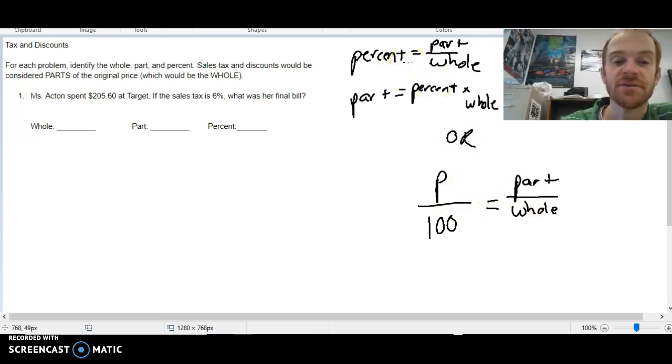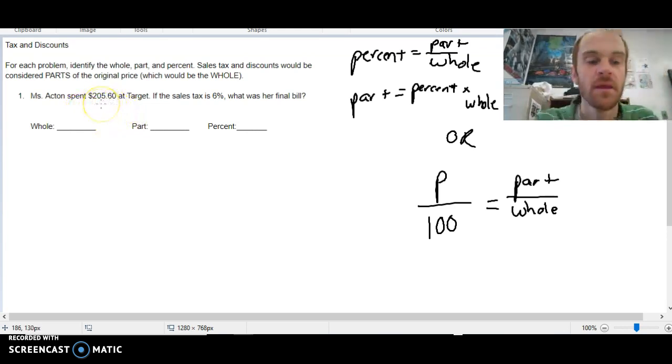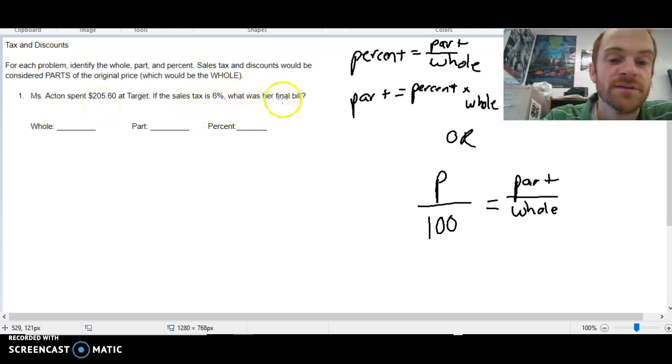So we can use either one. I'll do this one using both of them so you can see. So I'm going to use, first time, I will use red. So what is the whole amount? Well, we're told Miss Acton spent $205.60 at Target. If the sales tax is 6%, what is her final bill?